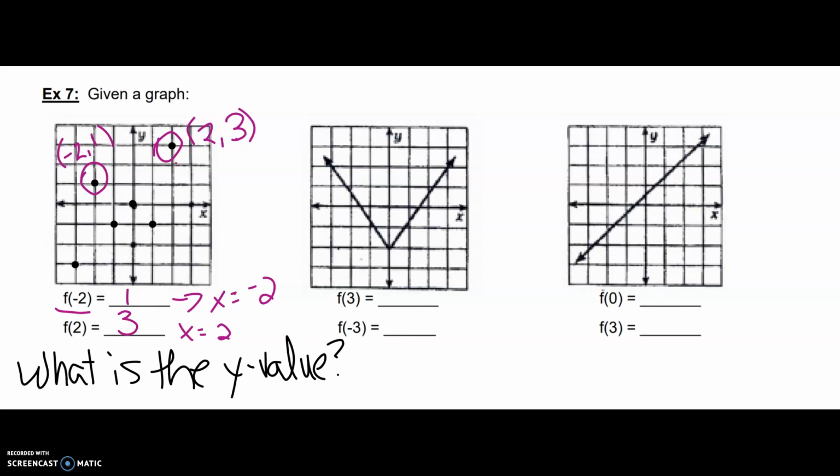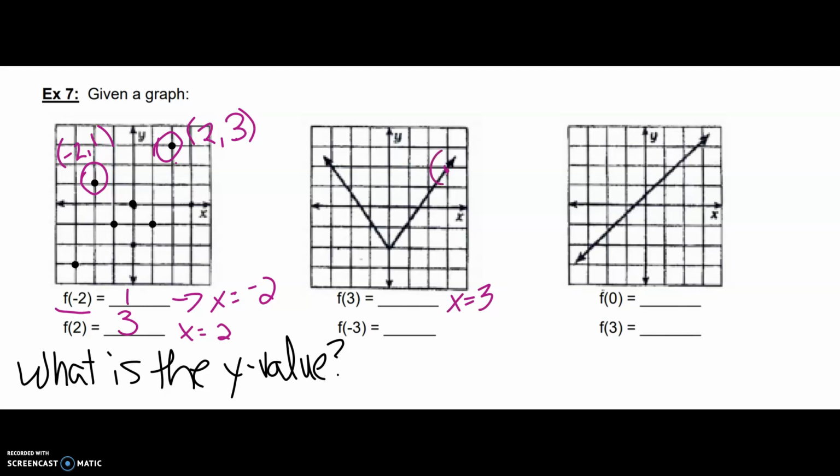So let's look at our middle graph. And again, same question, what is the y value? It's telling us the x value. We need to find that point on that graph that has that x value and find out what the y value is there. So our first question is f of 3. So when x is equal to 3, what is our y value? So I'm going to look at 1, 2, 3.